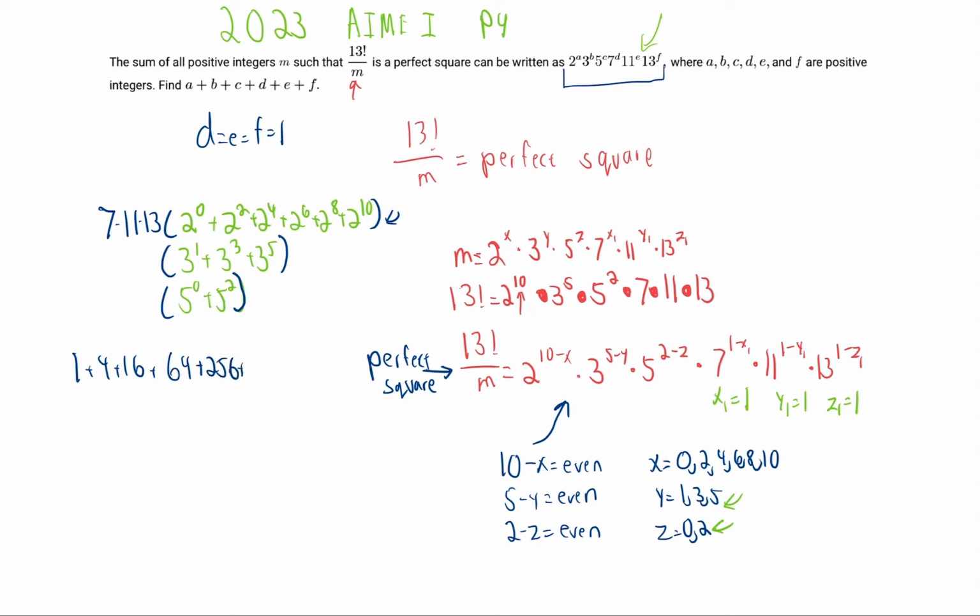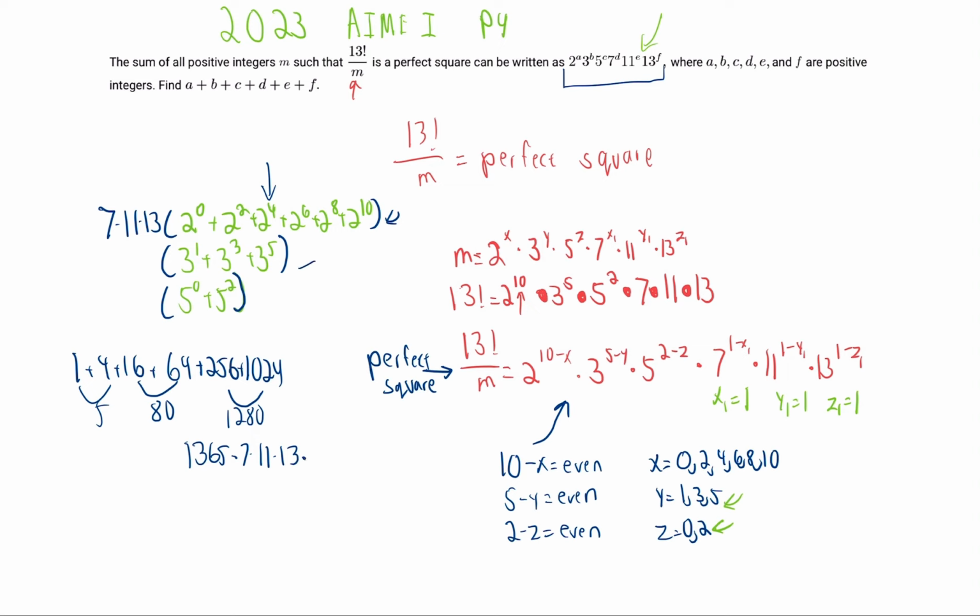256 plus 1024. These two terms sum to 1280. These two terms sum to 80. These two terms sum to 5. So it's going to be 1365 for that. It's times 7 times 11 times 13. Well, actually, we don't know that d equals e equals f equals 1, because some of these terms might have one of those factors.